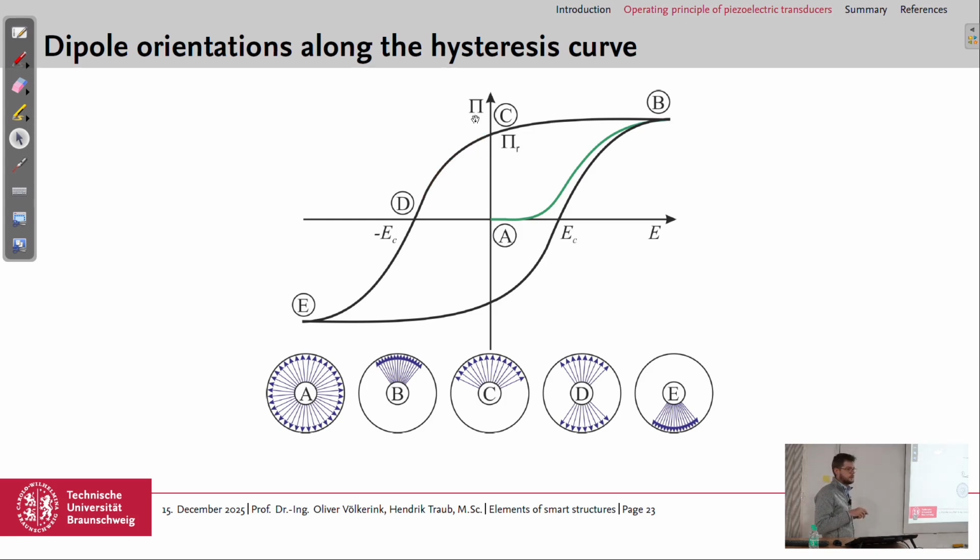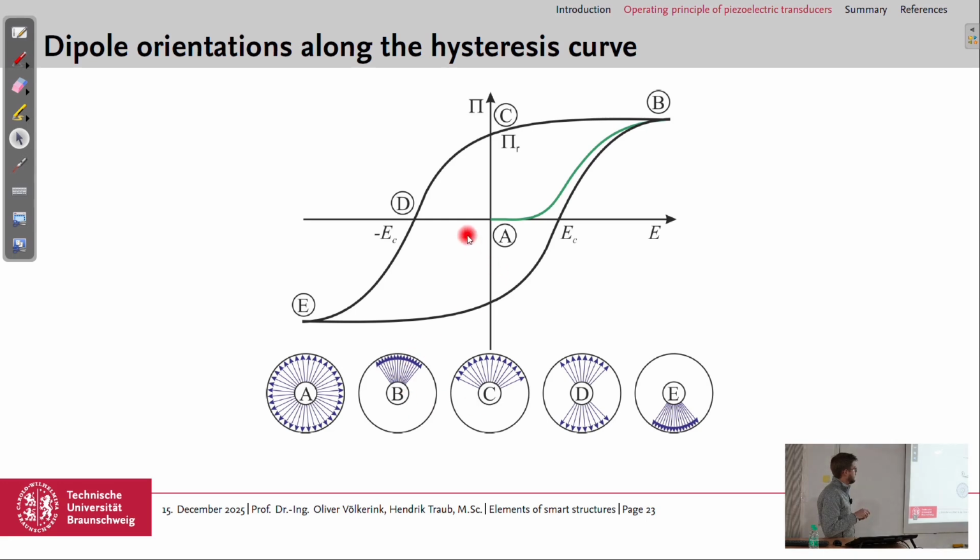If we then reverse the field, then the polarization gets lesser and lesser, and if we meet this x-axis, then we have here the coercive field strength. This is the field strength where the polarization is lost. There we have the point D, where we have the same amount of dipoles oriented in the one and in the other direction, and then they cancel each other out and we can't use the effect anymore.